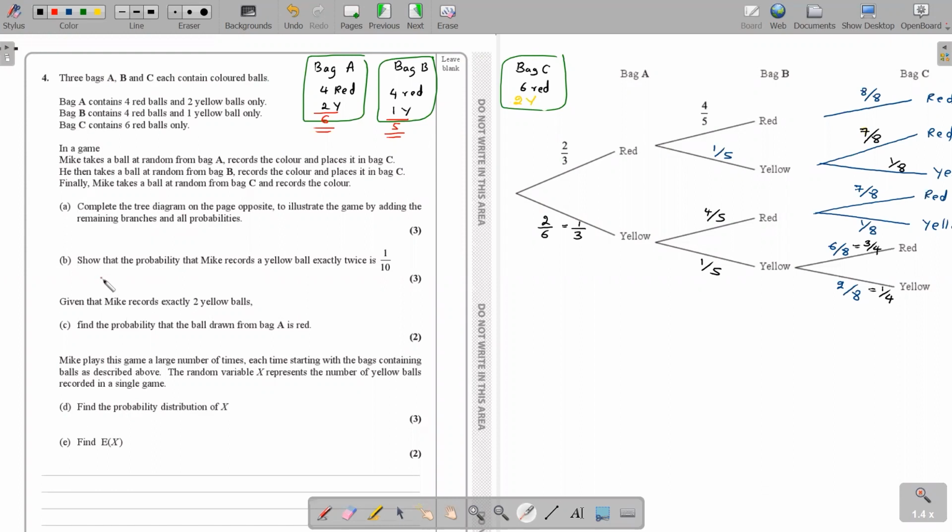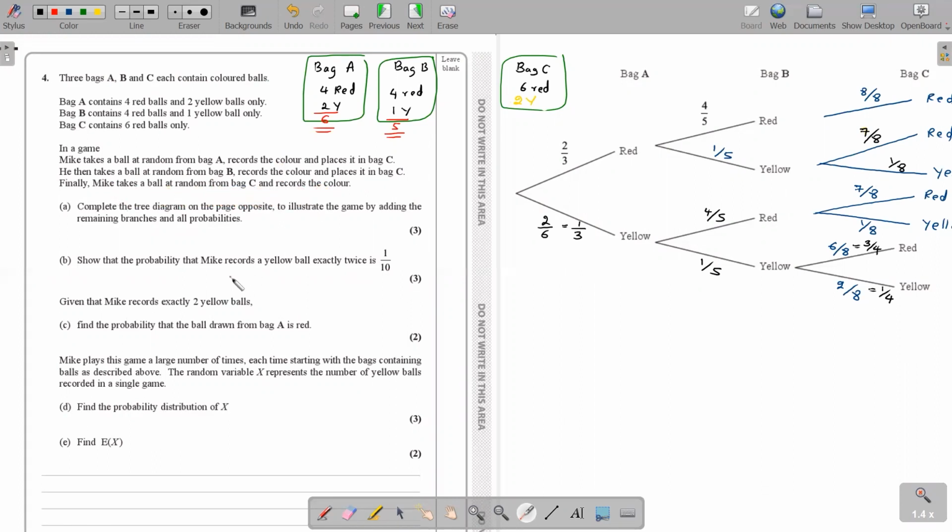Show that the probability that Mike records a yellow ball exactly twice is 1 over 10. In a game, Mike takes a ball at random from bag A, records the color, places it in bag B. He then takes a ball at random from bag B, records the color and places it in bag C. Finally, Mike takes a ball at random from C and records the color.